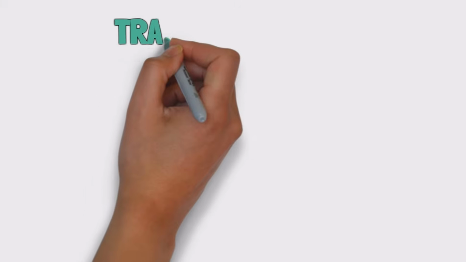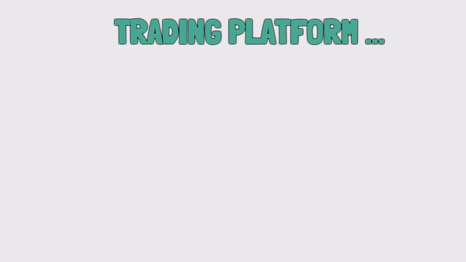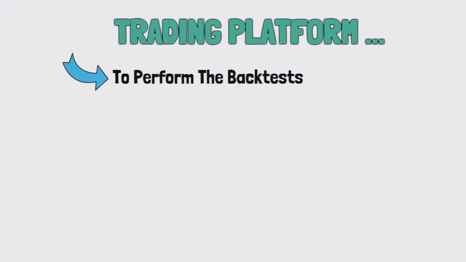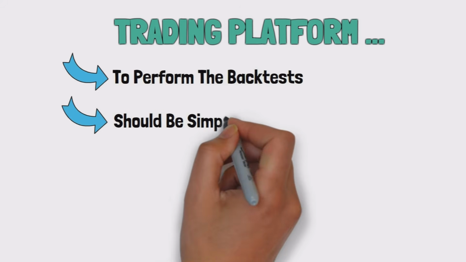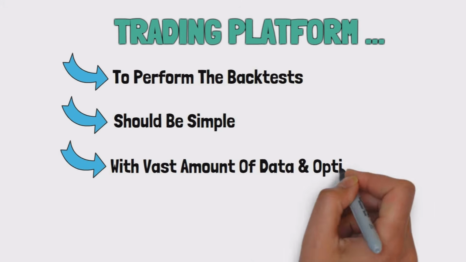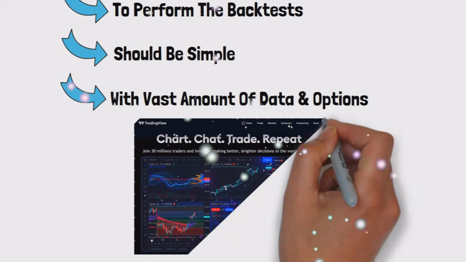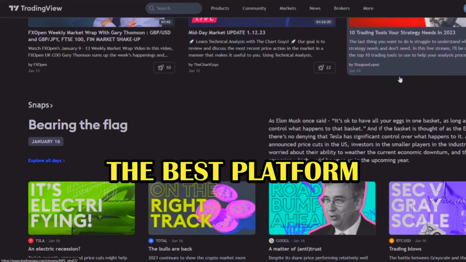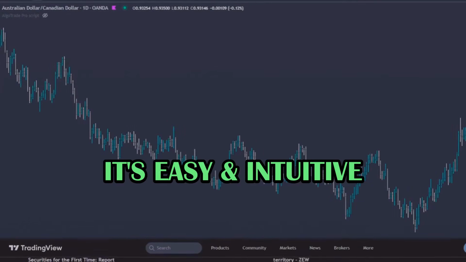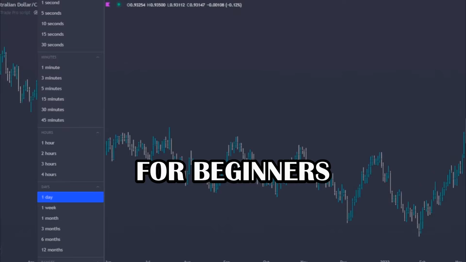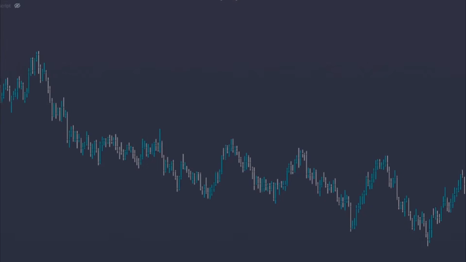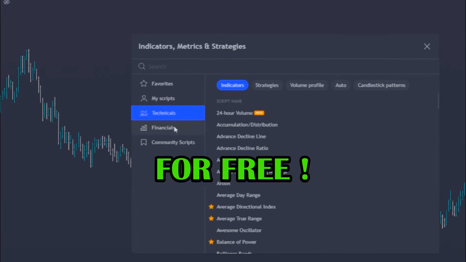Then you should choose a platform that you will use to perform your backtests to create your strategy. And it should be simple with a vast amount of data and options. My advice for you is using TradingView, which in my experience is by far the best platform you can use. It's easy and intuitive for beginners, yet powerful enough for advanced users. And the best part is that you can use it for free.